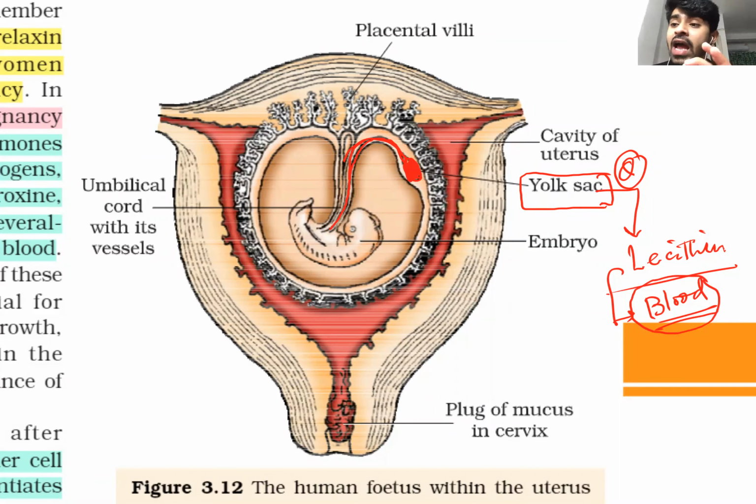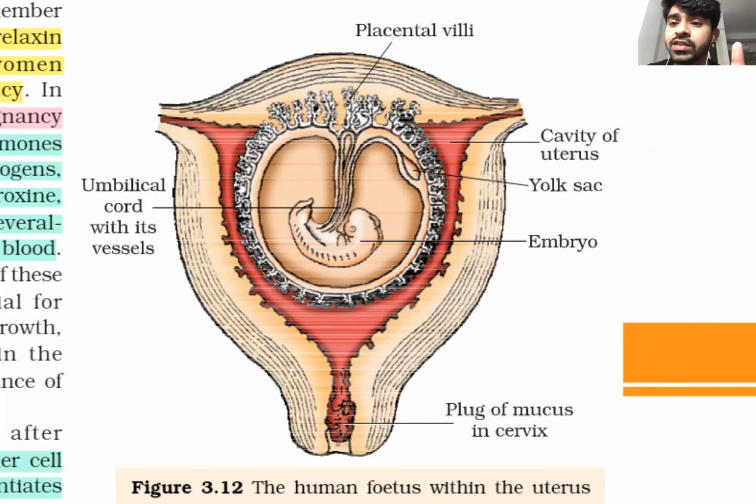Second MCQ I discussed: suppose this is a lung alveoli. Inside the lung alveoli there is something known as surfactant, and that surfactant is made up of dipalmitoyl phosphatidylcholine, and phosphatidylcholine is another name of lecithin. So this is another importance of lecithin, and these are the 2 points you have to remember from NCERT because they have mentioned it in their book. Next important point is that this is the embryo, you have to mark it, and this is the umbilical cord with its vessels.